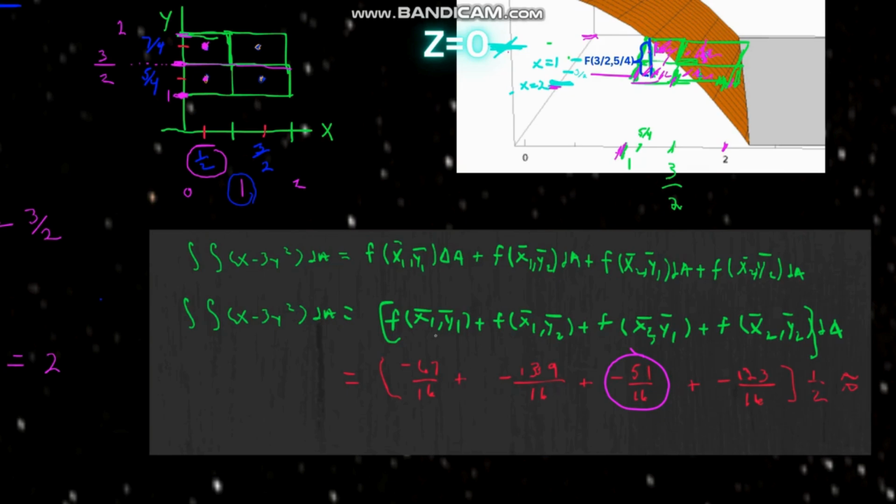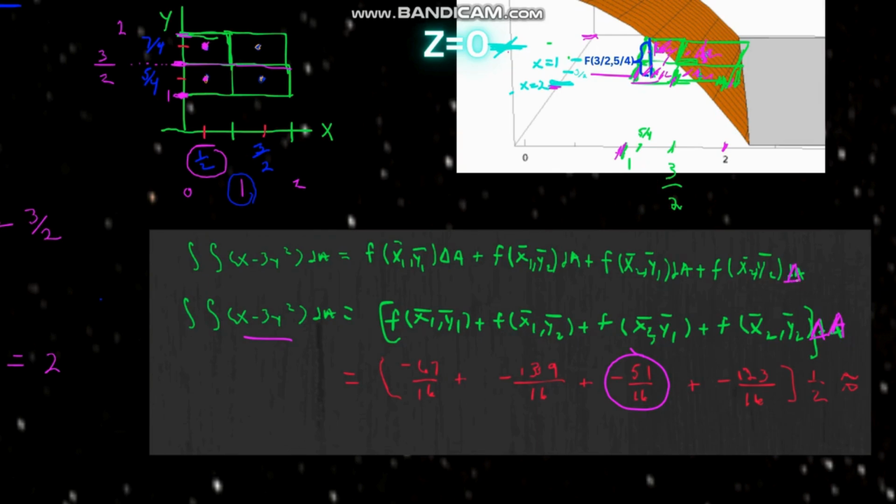Now you plug in your x1, y1 into x minus 3y squared. You plug in your x1, y2 into x minus 3y squared, and I'll do a second video on this. And then you do, like I just said, for that one, you plug it in, and then you plug it in for that one times change in A. I accidentally put delta a there. That goes in the integral.